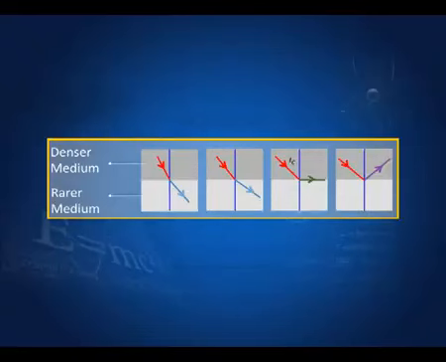Consider once again the interface between two media. The denser one in this case is above the rarer one. So incident light gets bent away from the normal as it enters the rarer medium, and if I keep on increasing the angle of incidence, at some angle of incidence the refracted ray will be along the interface. At that time this angle of incidence is called the critical angle, because now the angle of refraction is 90 degrees.